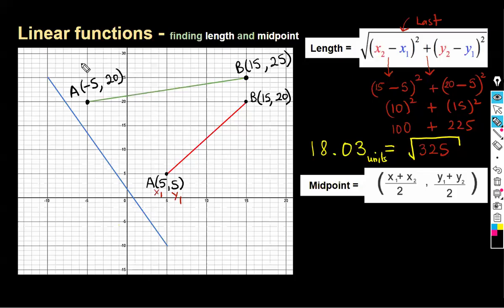Now be careful with this minus sign here. You notice this is minus 5. I'm just telling you, minus signs usually give a little bit of problems. Just be on the lookout for it. Good luck. See if you can use the same formula to find the length of the green line.